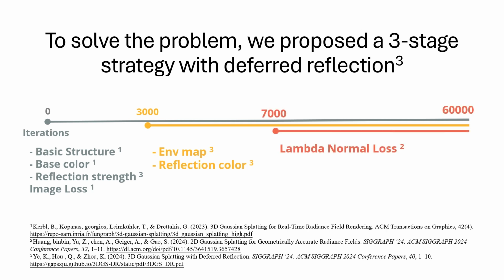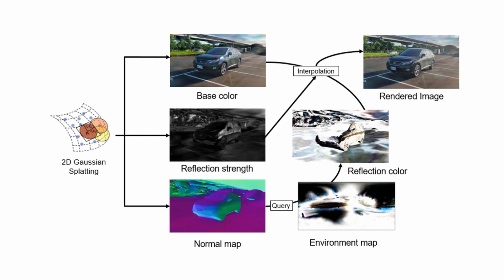In the final stage, we introduced the lambda normal loss, as proposed by 2D Gaussian splatting, to ensure a smooth surface. Deferred reflection strategy involves training the foundational structure first, and then applying the reflection color afterward. Shown above, a Gaussian splatting pass is first performed to bake reflection strength, normal, and base color to screen space maps. In the following shading pass, for each pixel, a normal map is used to compute a reflection direction and query an environment map for a reflected color.